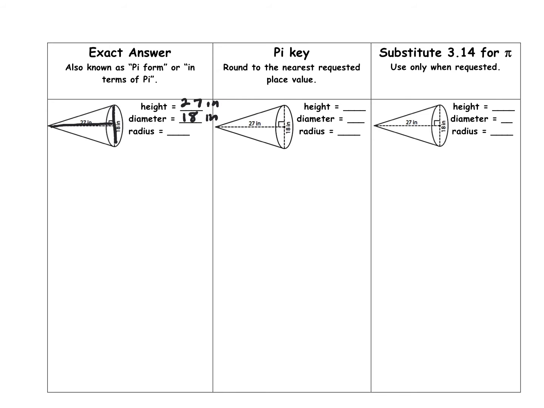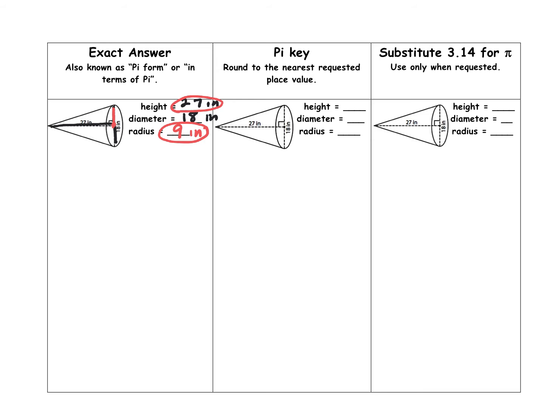In our diameter, we only want half of it. Half of a diameter is a radius, so we just want half. Half of 18 is 9. So we're really working with the radius and the height. So those are the two dimensions we need.